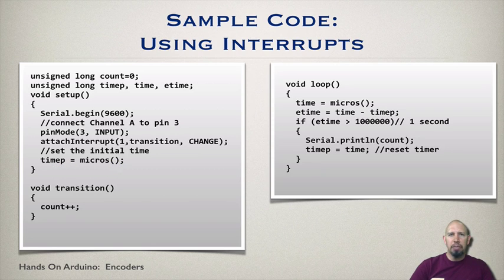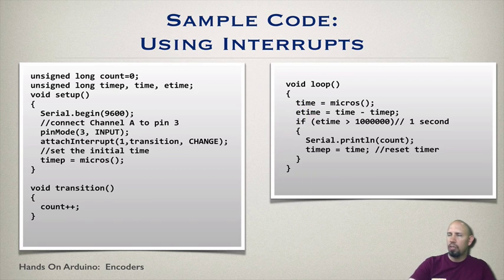So notice here, I don't have to keep track of A and A passed. Whenever there's a transition, the interrupts will automatically go to this interrupt service routine. In this case, all the interrupt service routine does is increment the counter. That's all it does. Okay, so now in my loop program, this is what I have.